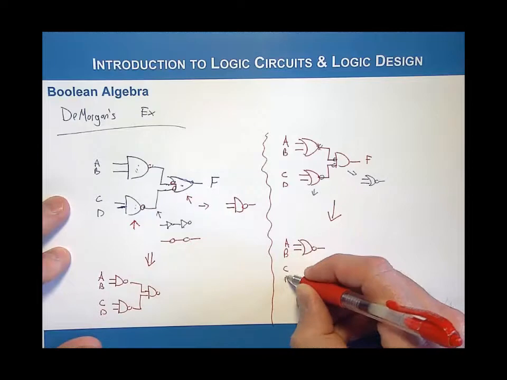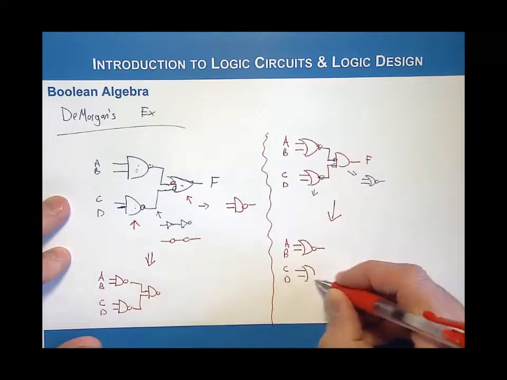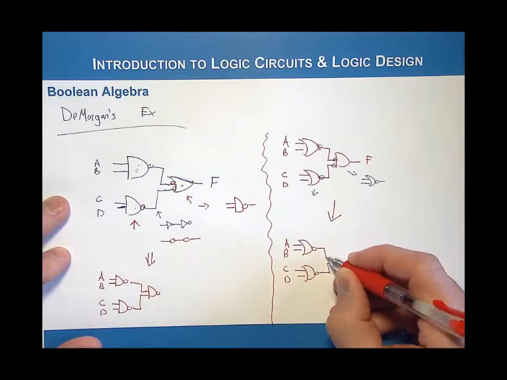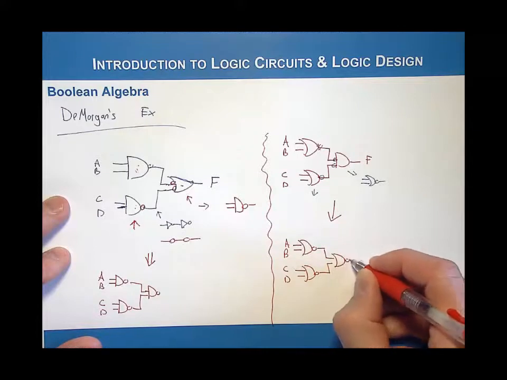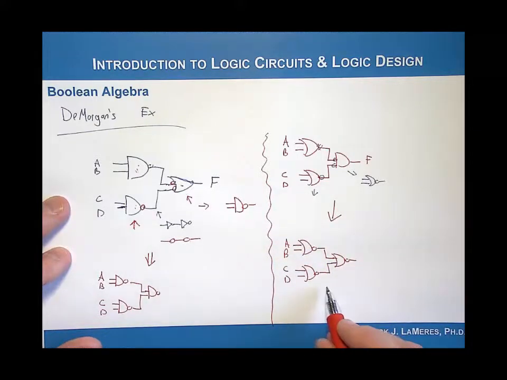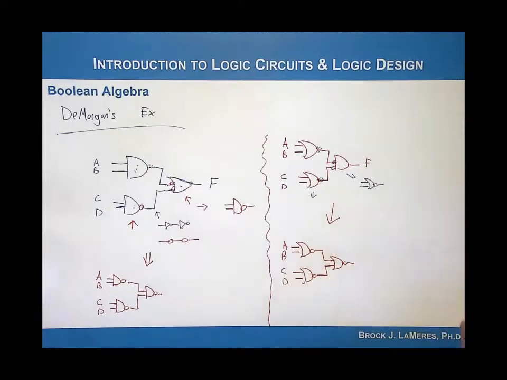So I've got A, B, C, and D, and then A and B are NORed, C and D are NORed, and then those outputs are NORed together also. So this is now directly implementable with CMOS. So this is a practical application of De Morgan's.